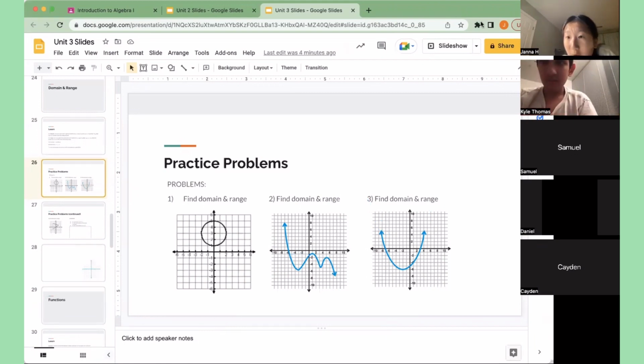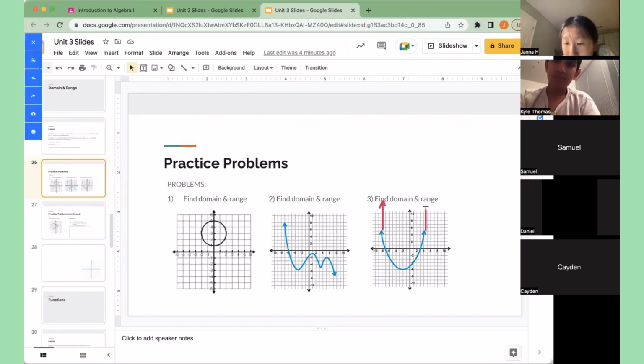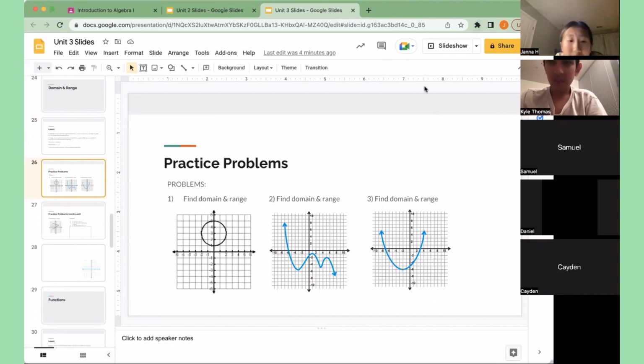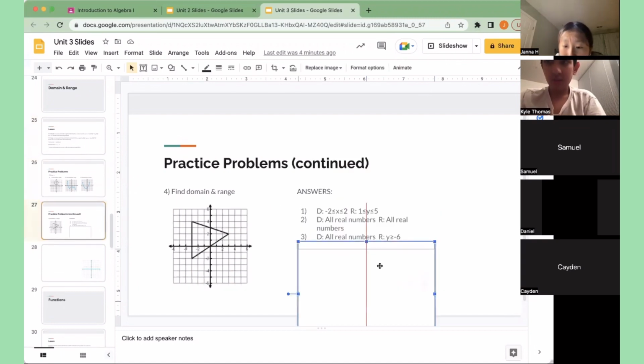But for range, we could see it goes infinitely up. So we know that its top value is infinity, but it still is not going infinitely down. So we can't say all real numbers. It has a limit here at -6. So the final answer would be for domain all real numbers, and then for range y is greater than -6.